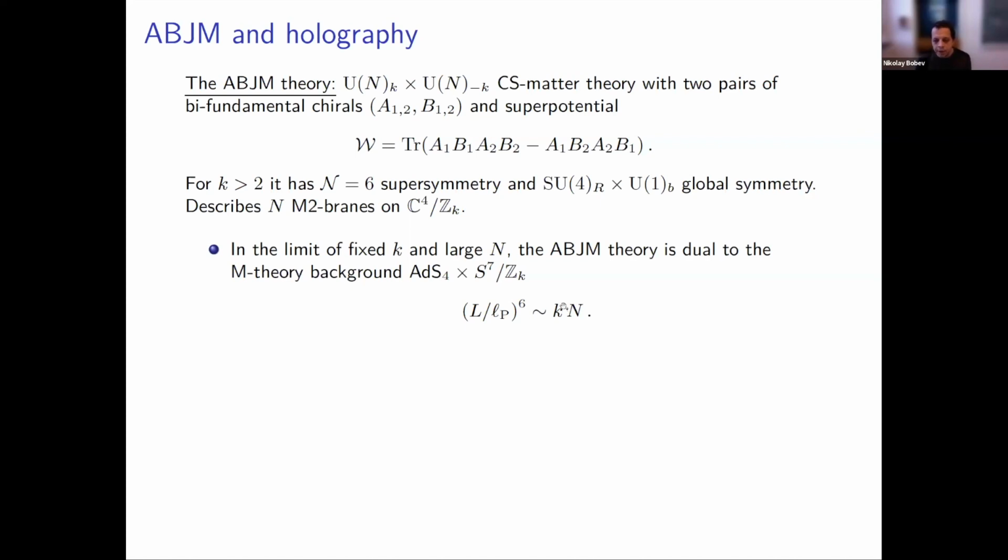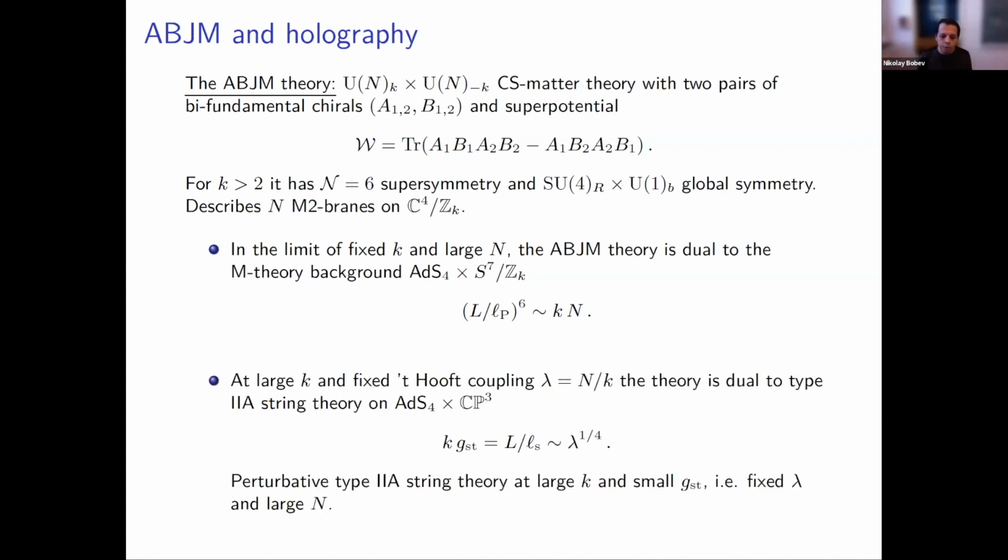And the identification between the QFT parameters k and N and the length scale of AdS, this big L here, and the Planck scale in 11 dimensions is schematically given here, up to factors of 2 and pi. So when N is large and k is fixed, we're in a limit where the length scale of AdS is much bigger than the Planck scale, and this is why we can use the supergravity approximation. That is essentially the logic.